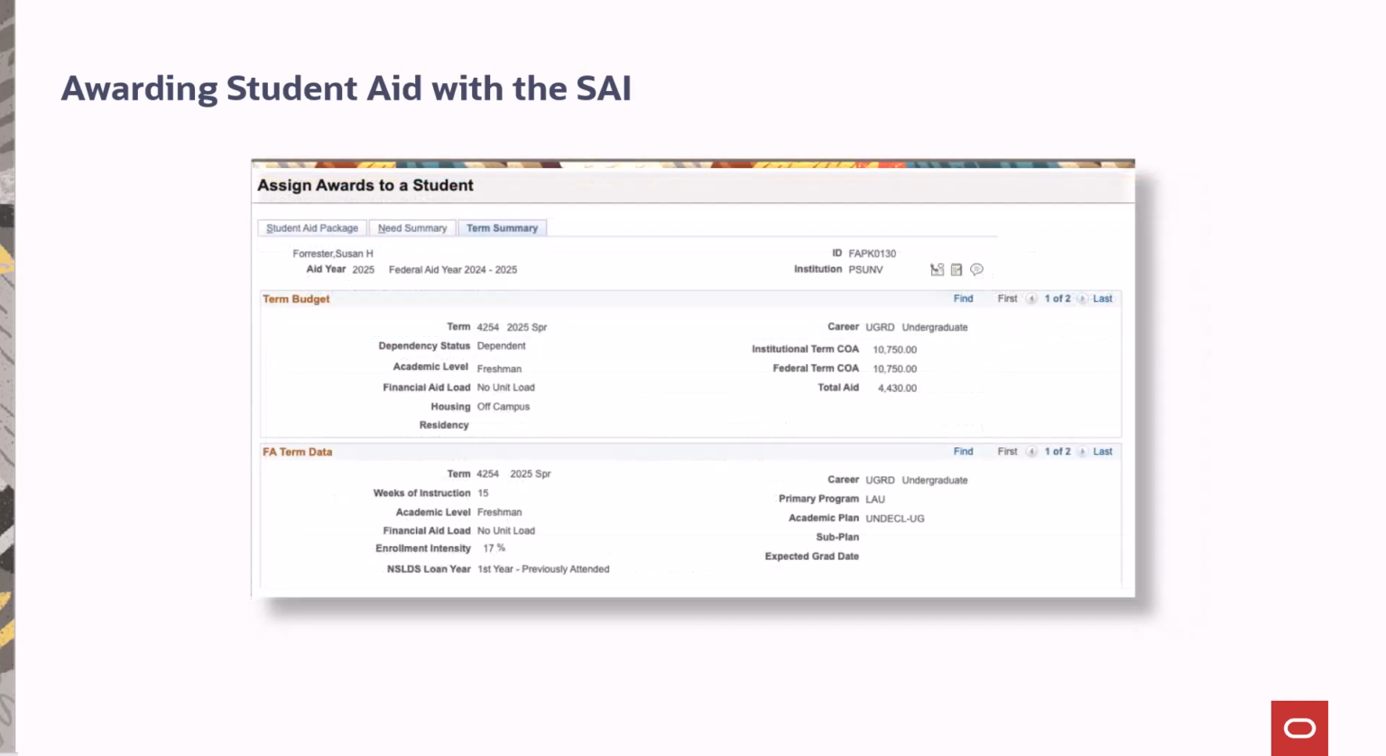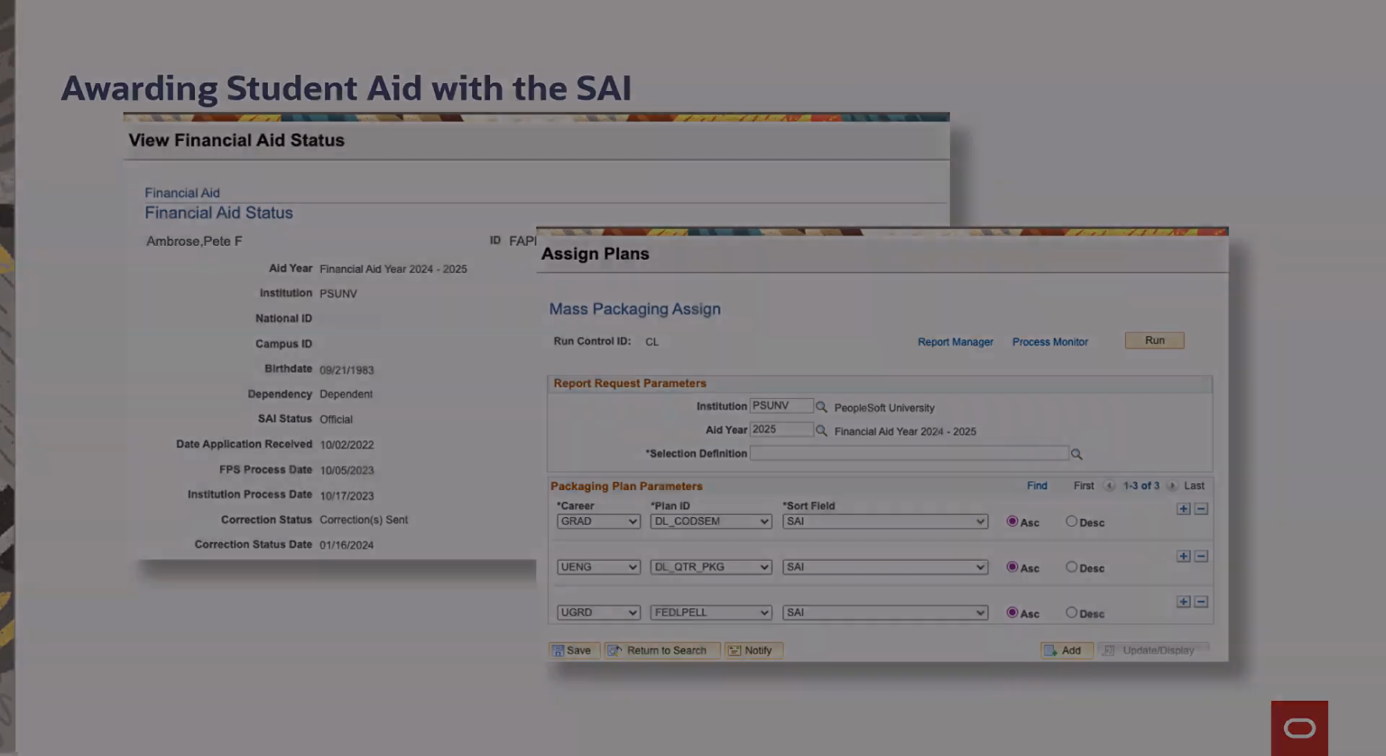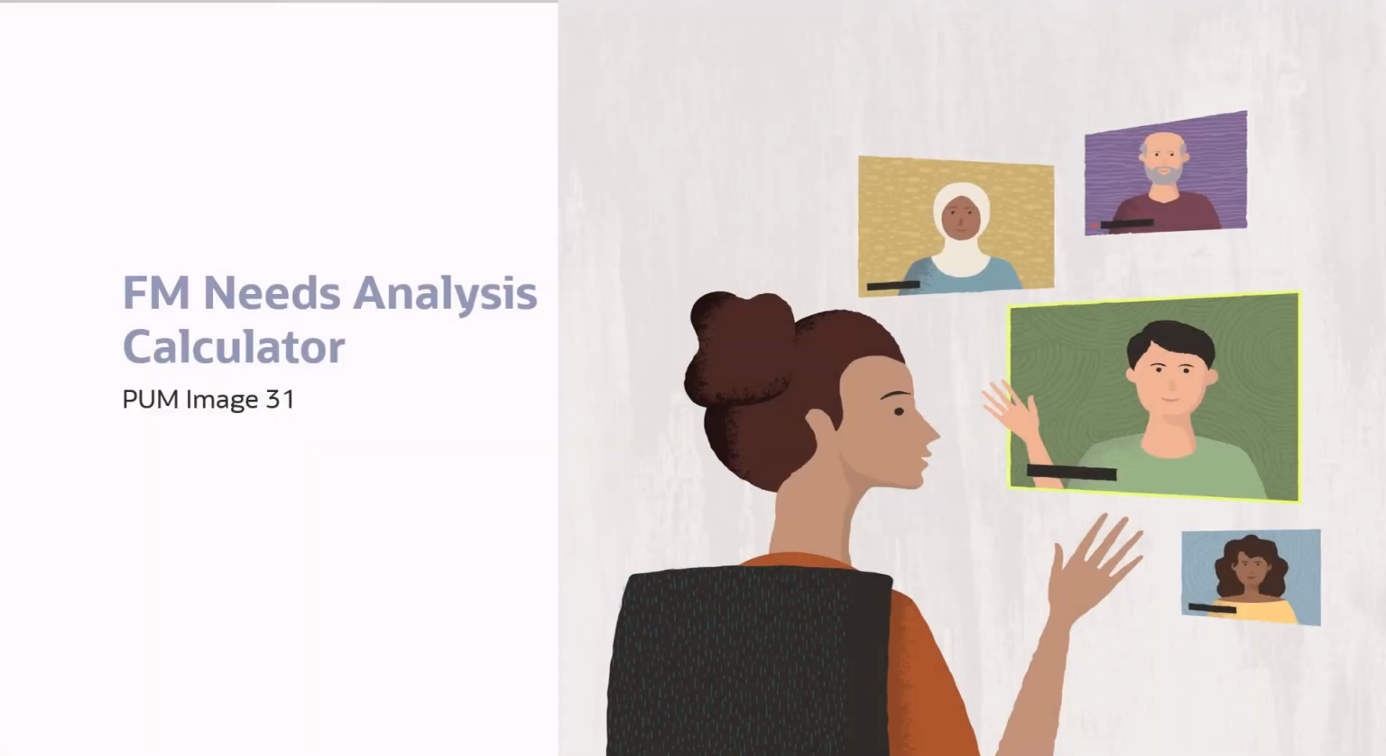We have updated the FA term data on assigned awards to easily display the student's enrollment intensity value per term. Other changes to packaging and awarding pages include, but are not limited to, mass packaging, repackaging, package status summary, and view financial aid status. As a part of the Consolidated Appropriations Act and FAFSA Simplification, updates have been delivered to support the Student Aid Index federal methodology calculation for 2024-2025 aid year.